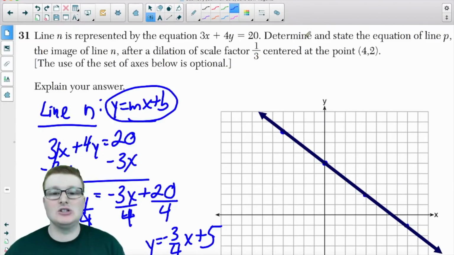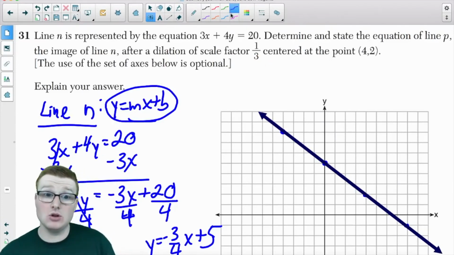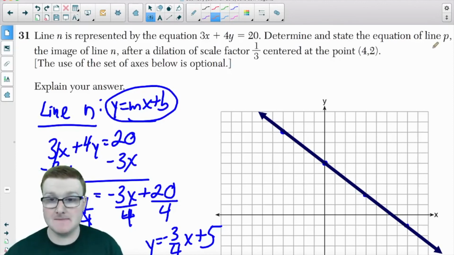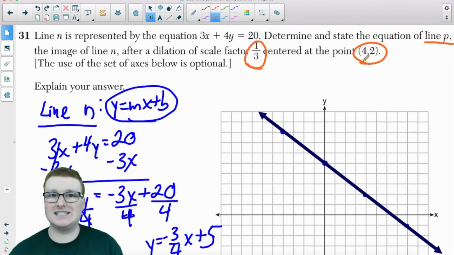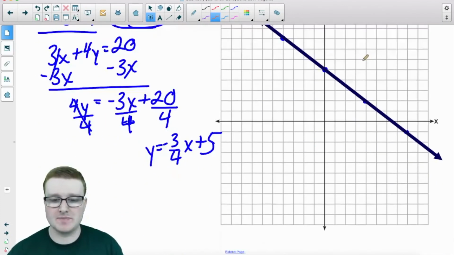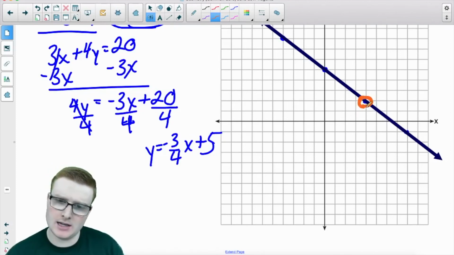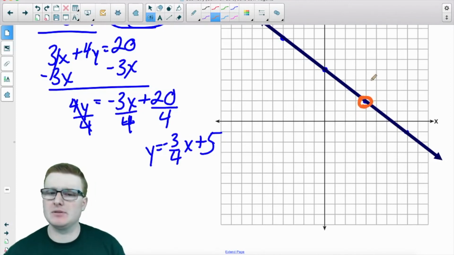Now it says determine and state the equation of another line that they don't give you, line P. The image of line N after a dilation with a scale factor of 1/3 centered at the point 4,2. Okay, it's centered at the point 4,2. Let's find the point 4,2, shall we? 1, 2, 3, 4, 1, 2. What is going on here? Ladies and gentlemen, the point 4,2 lies on the blue line.